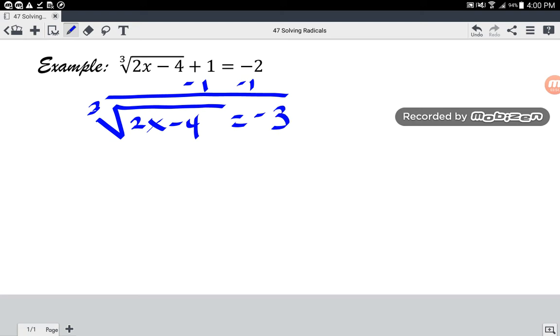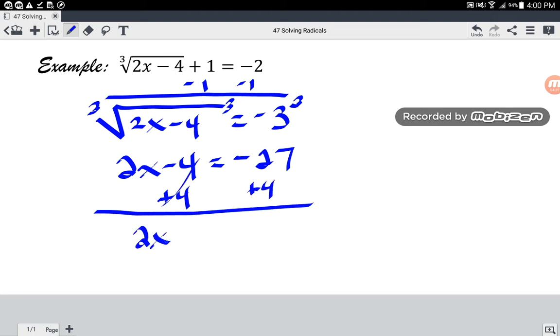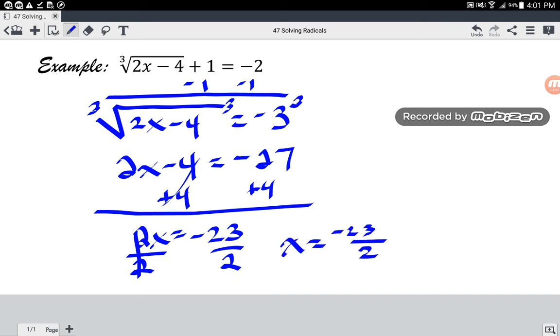So apply the power rule, or cube both sides of the equation. On the left-hand side, the cube and cube root cancel each other out. You're left with 2x minus 4. On the right-hand side, when you cube negative 3, you get negative 27. Add 4 to both sides of the equation to get x alone. Negative 27 plus 4 is negative 23. Divide by 2, and x equals negative 23 over 2.